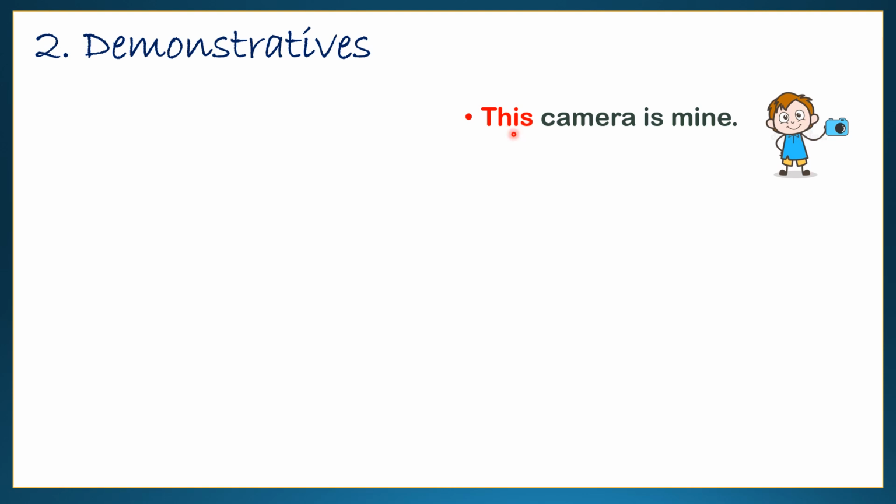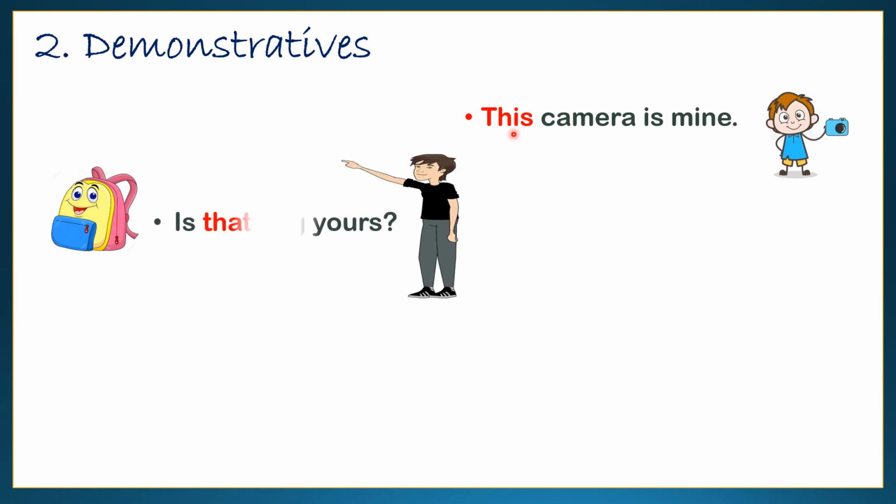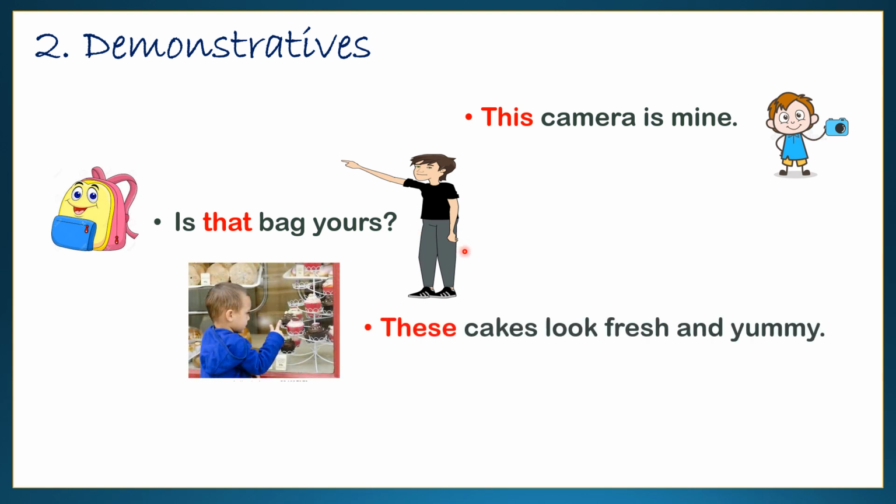But if the object is far in distance, then we use that. Second example, is that bag yours? So the person speaking, for him the bag is not close by. So in that case, when the object is singular and it is far from the person who is speaking, then we use the determiner that. Is that bag yours?